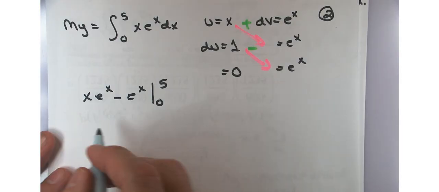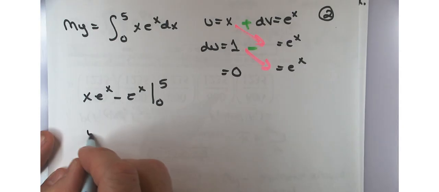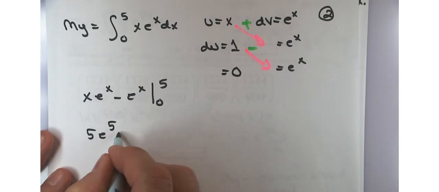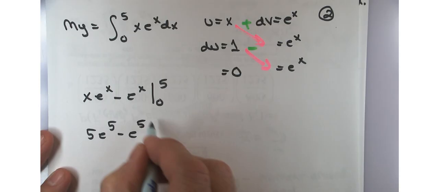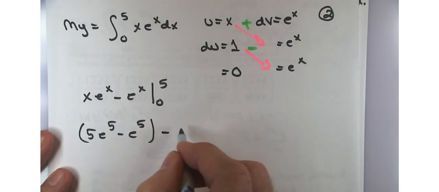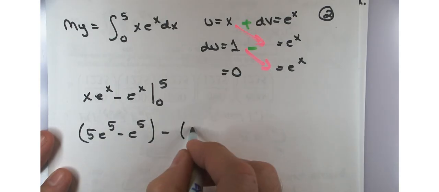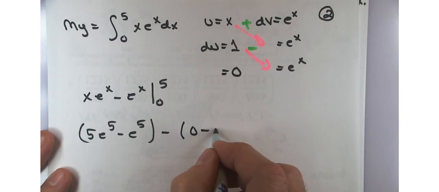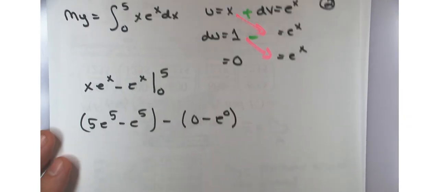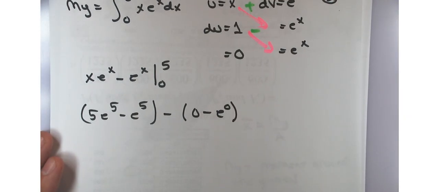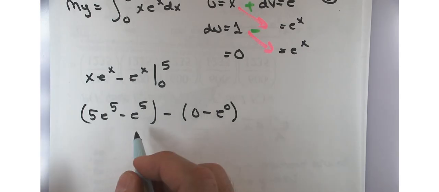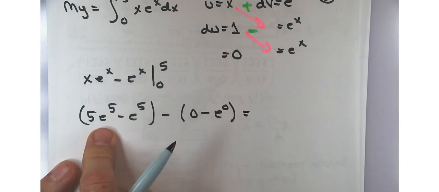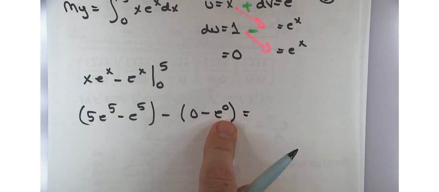If I put in that 5, I get 5 e to the 5th minus e to the 5th minus 0 minus e to the 0. And let's see what happens with that one. I'm trying to think if there's anything fancy I can do in terms of simplifying this. That's just going to be a plus 1 here. 5 e to the 5th minus e to the 5th.